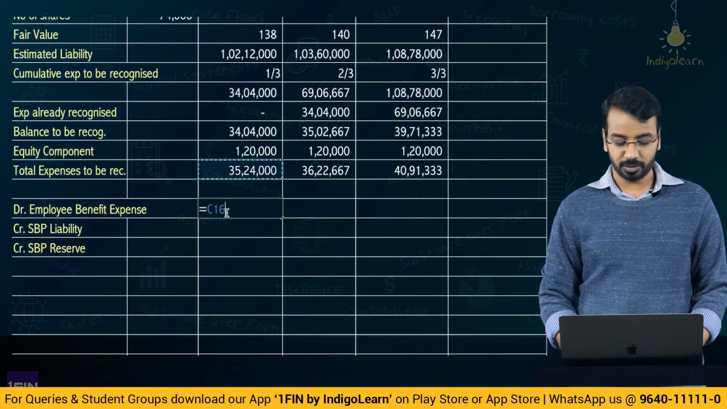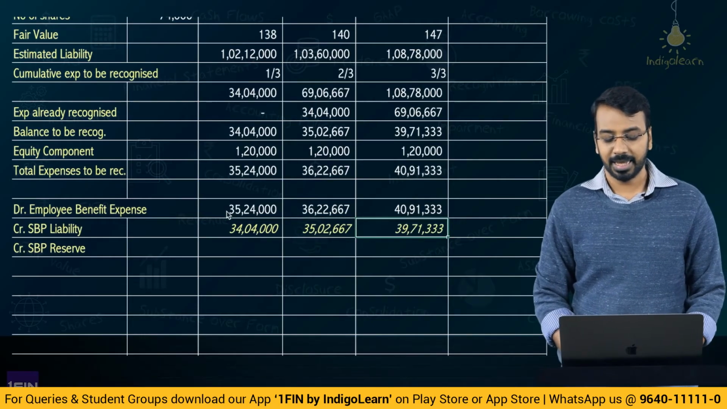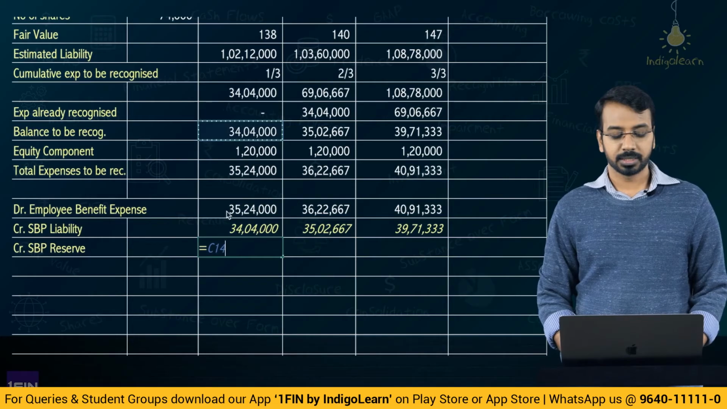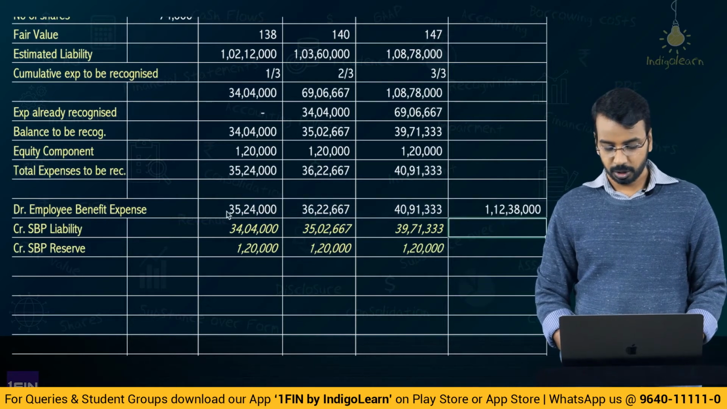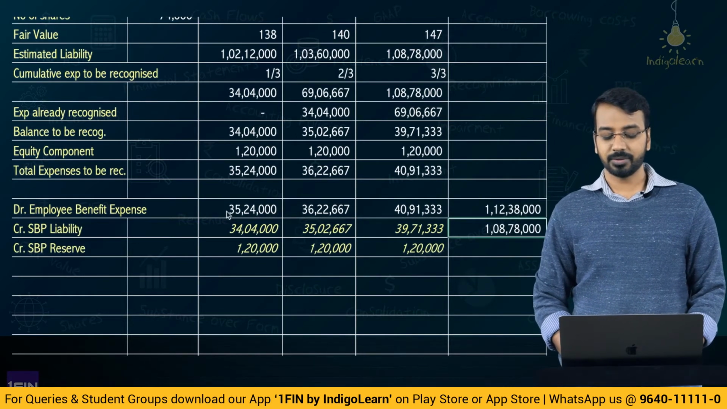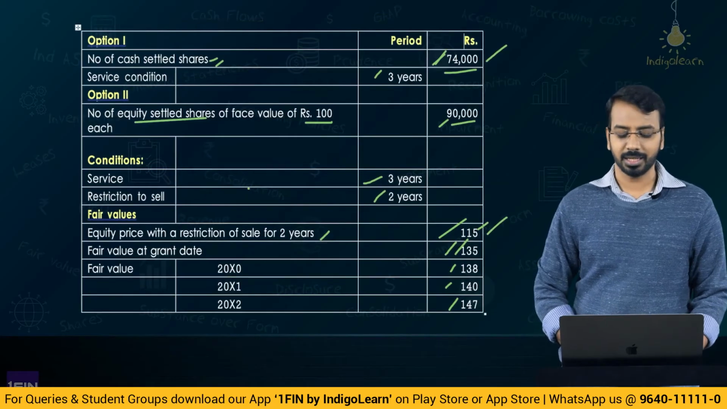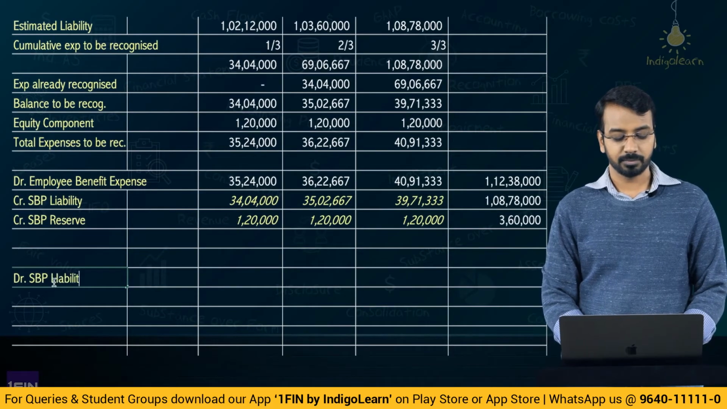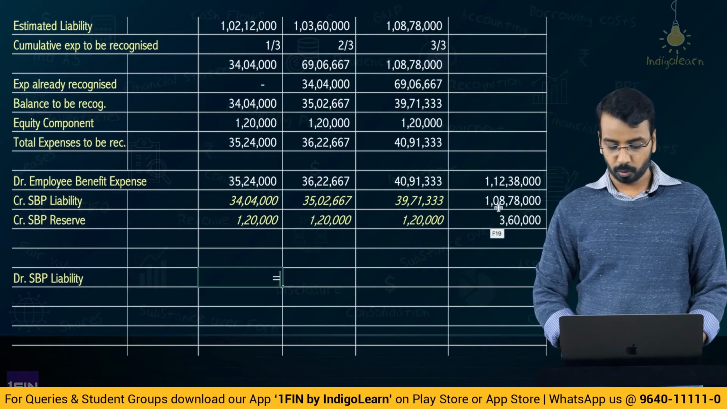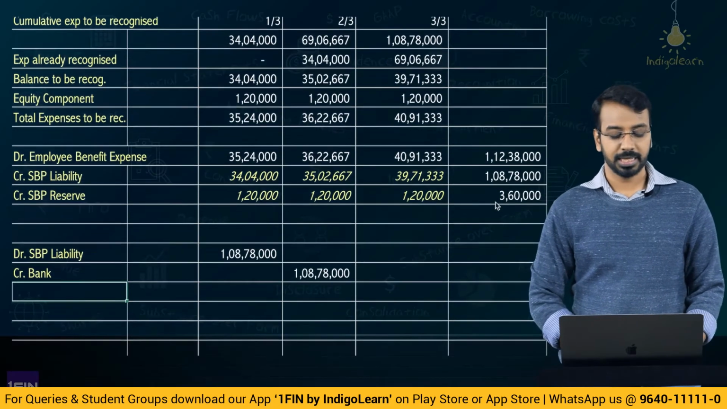So employee benefit expense is 3524, 3622 and 4091. SBP liability 3404, 3502667 and 3971, and this is the equity component, SBP reserve 120 each. So if you see the total, you get 1,12,38,000, 1 crore 8,78,000 and 360,000. Okay. Now does the question tell anything about how it is settled? It doesn't say anything. So assume for a moment it is cash settled, then what will be the entry? The entry will be debit SBP liability by 1 crore 8,78,000, credit bank 1 crore 8,78,000. Okay, if it is cash settled.